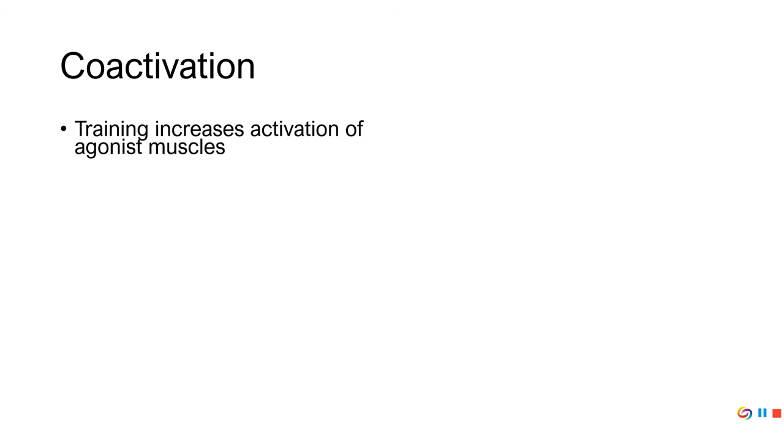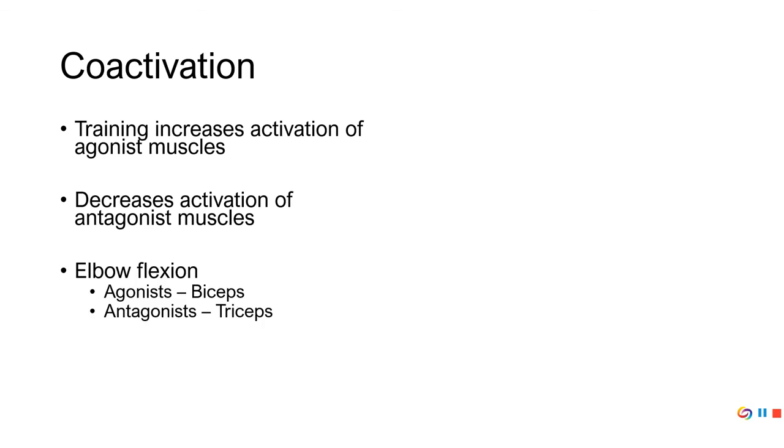And then finally, we have co-activation. Co-activation is exactly what it sounds like. We're activating multiple sets of muscles, and really, we're activating specific sets of muscles. We're activating agonist muscles, while at the same time, we're turning off antagonistic muscles.